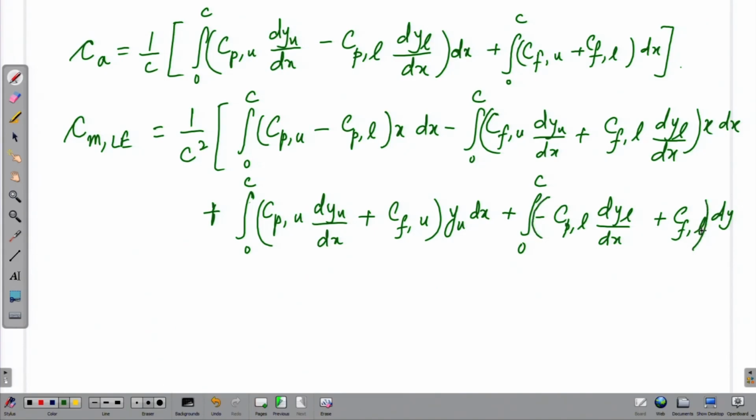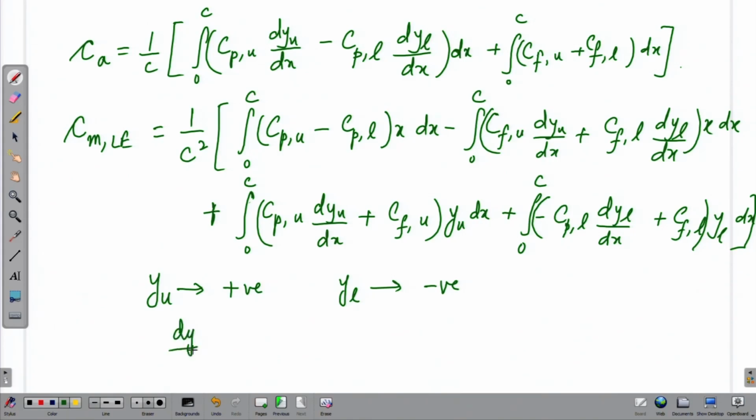There should be a bracket here with a YL outside. Let me erase that part. This is the complete expression for the moment. Remember that the YU should always be taken as positive, which is above the chord. YL should always be taken as negative because it is below the chord.